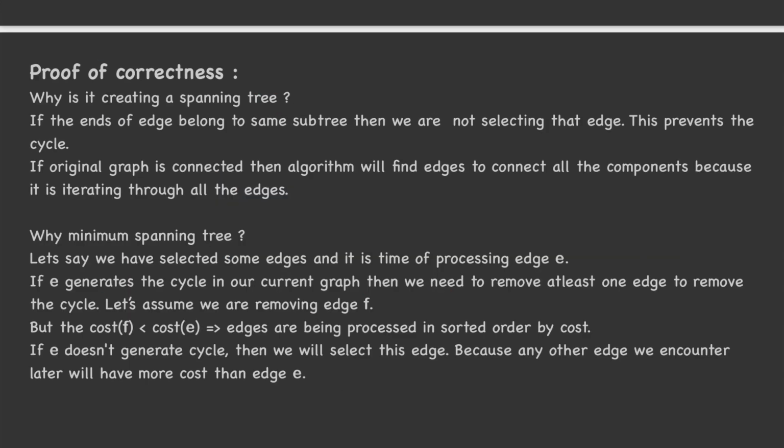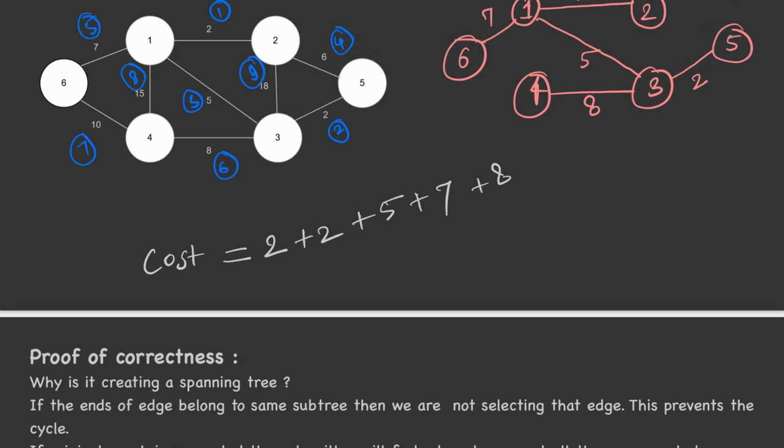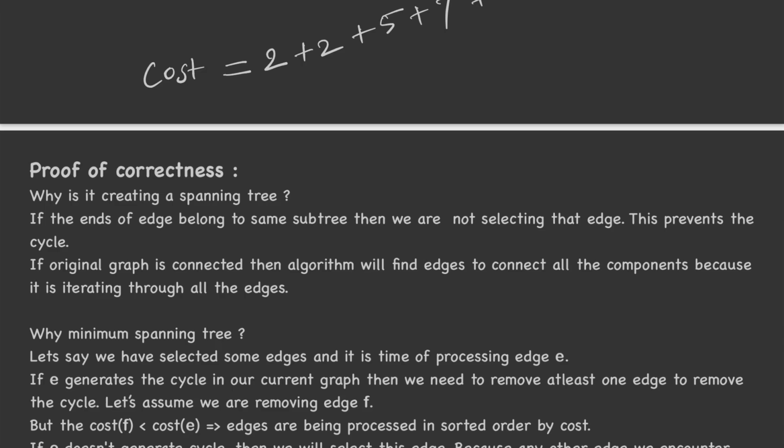Let's go through the proof of correctness of this particular algorithm. Though by this example, it is very clear that it will work, let's go through the proof of correctness as well. So Kruskal's algorithm is creating a minimum spanning tree. First, let's try to understand how it is creating a spanning tree. Then we will look at why it is able to create a minimum spanning tree.